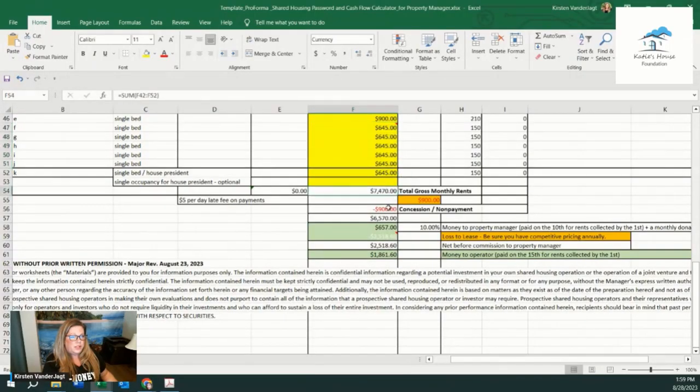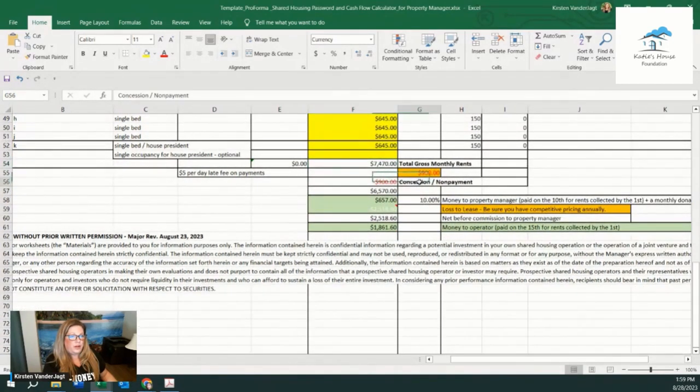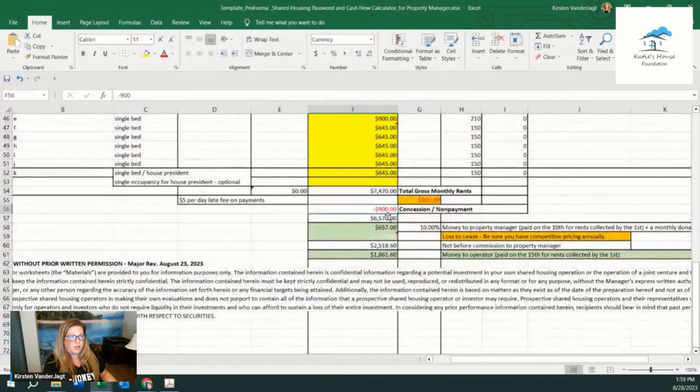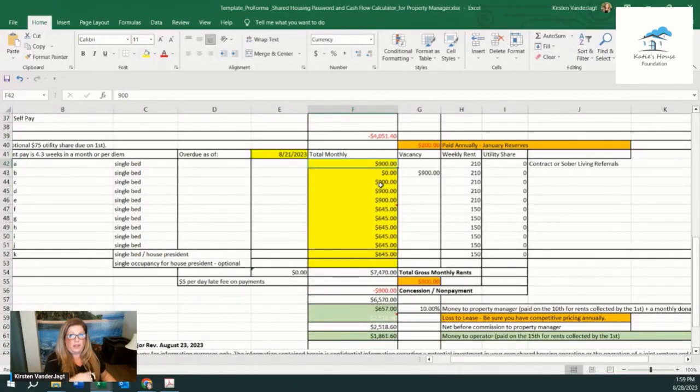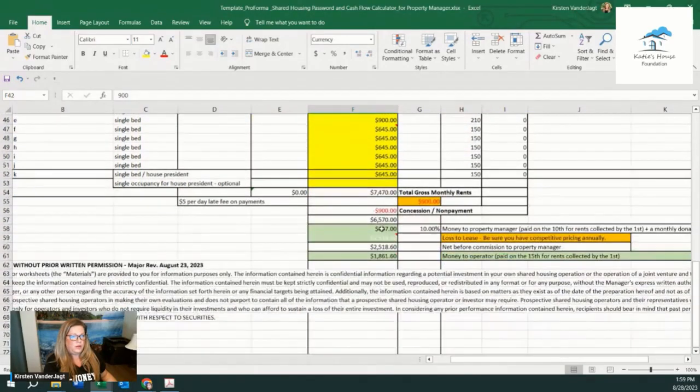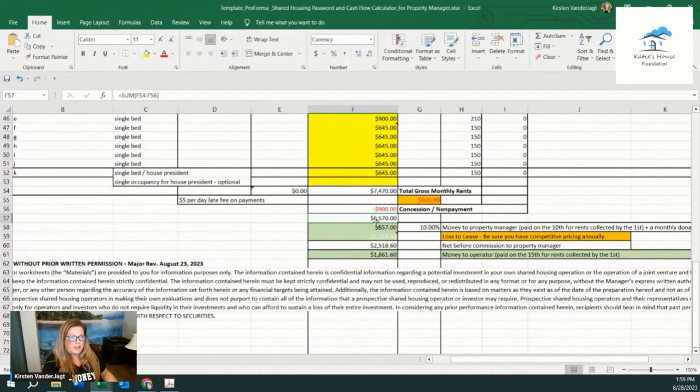Okay, so you can see here that on line 54, column F, the gross monthly rents, $7,470. I've put in here concession non-payment and minused out $900. This means it's actually full. There's a person living there, but they didn't pay for some reason. So you're looking at $6,570.